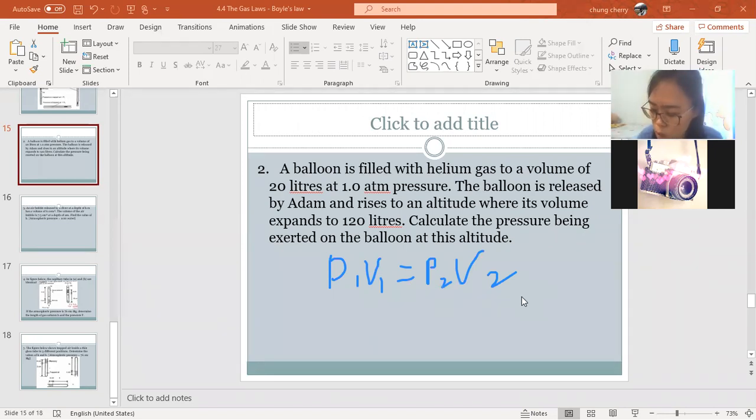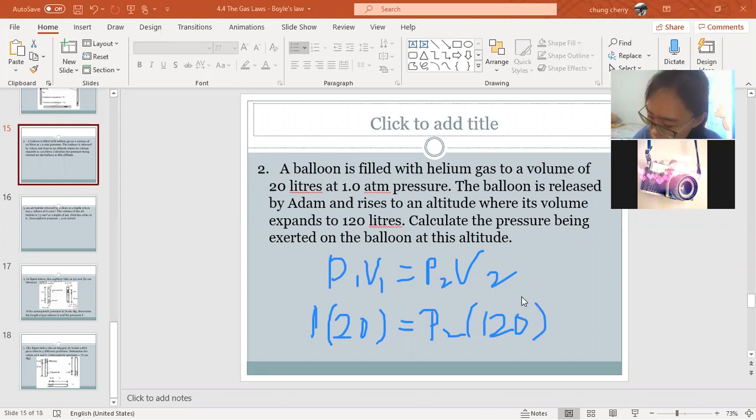Your P1 will be 1 atmosphere. You don't need to do any conversion of the unit because the unit they gave you is the same. So your final answer for pressure will be in ATM, which is one of the units for pressure. So 1 times V1, which is 20, equals P2, the one you want to find, times V2, which is 120. So P2 equals 20 divided by 120.